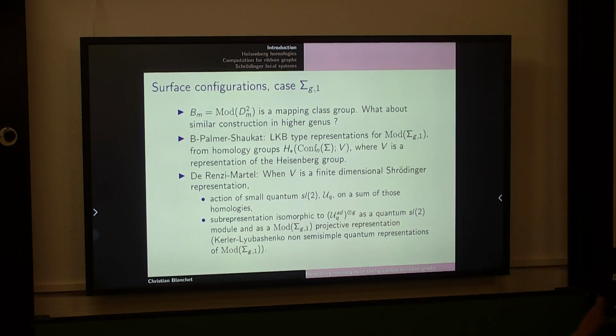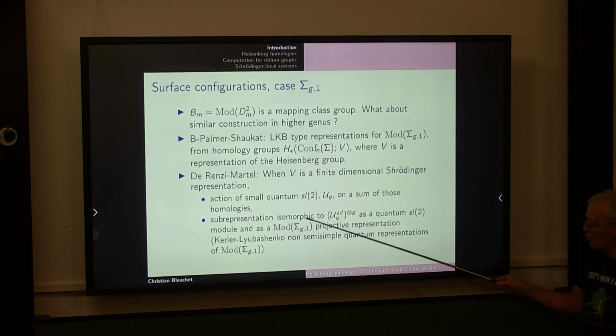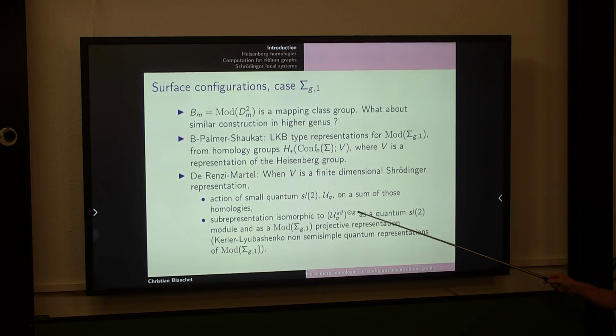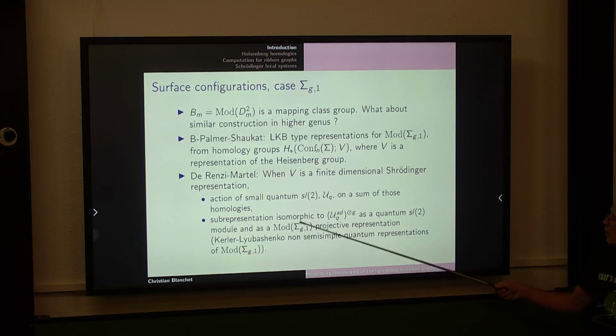And second, you can extract a sub-representation which is isomorphic to the g power of the adjoint representation, as a quantum SL2 module, so as a representation of small quantum SL2, and as a representation of the modular group, of the mapping class group. And this representation is known to be a TQFT representation from the construction of a non-semi-simple TQFT representation, first defined by Kerler and Lyubashenko.